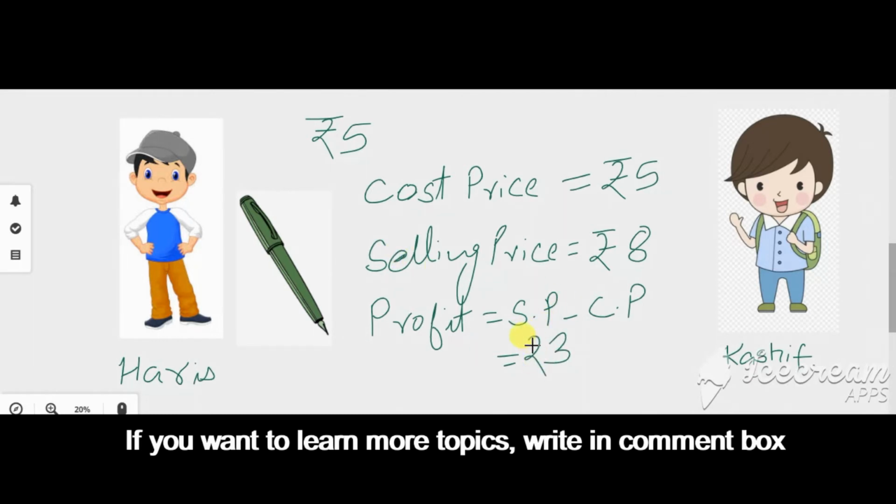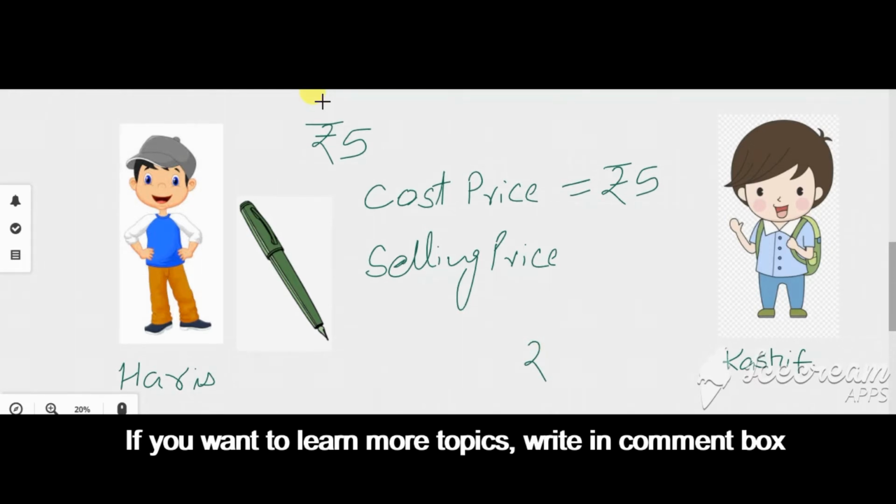Now let's change this story. When Kashif was asking for this pen, Haris says, I can give it for rupees 8. But Kashif on the other hand says, you are my friend, I don't have 8 rupees. Please give me for 4 rupees. So Haris says, okay, you are my best friend, so I can give you for 4 rupees. Now in this case, the selling price of this pen for Haris is rupees 4.